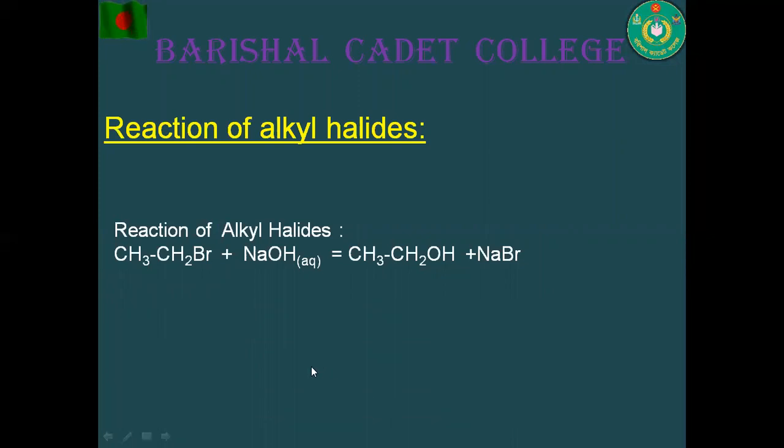Alkyl halides. Alkyl halides react with aqueous sodium hydroxide or potassium hydroxide to form alcohol and sodium bromide. If it is bromine, it forms sodium bromide. If it is chlorine, it forms sodium chloride. This is the reaction of alkyl halides. Also, 2 moles of alkyl halides react with each other in the presence of sodium to form alkane. Here, the product contains more carbon atoms than the reactants.